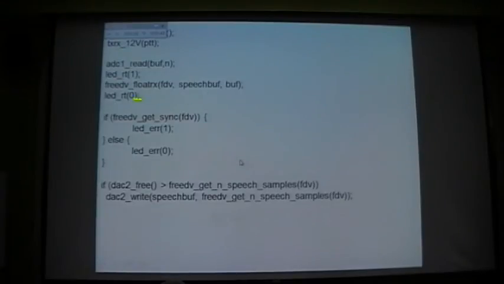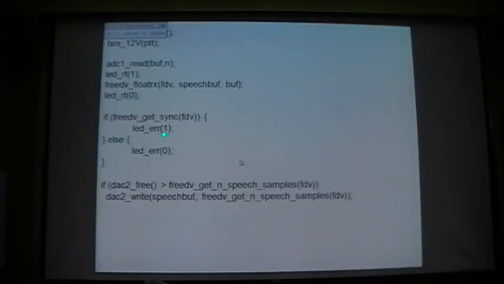Down here there's another output we get from FreeDV, and that's if we've got sync. If there's no signal there, you won't have a valid synchronization. You probably don't want to play things out the speaker if you're not receiving anything. So that's how we tell if FreeDV thinks it's got a good, solid, synchronized signal.